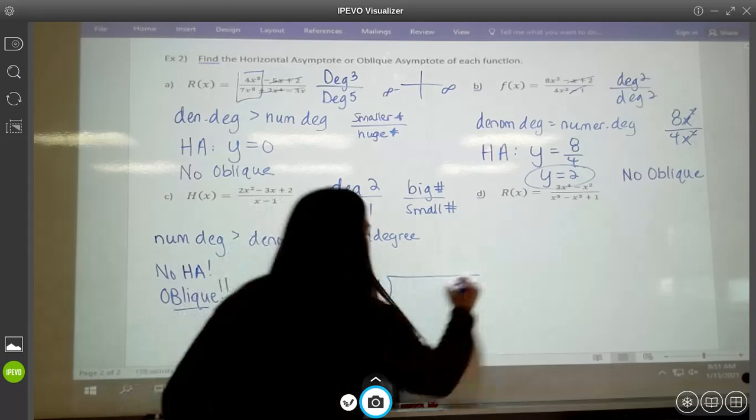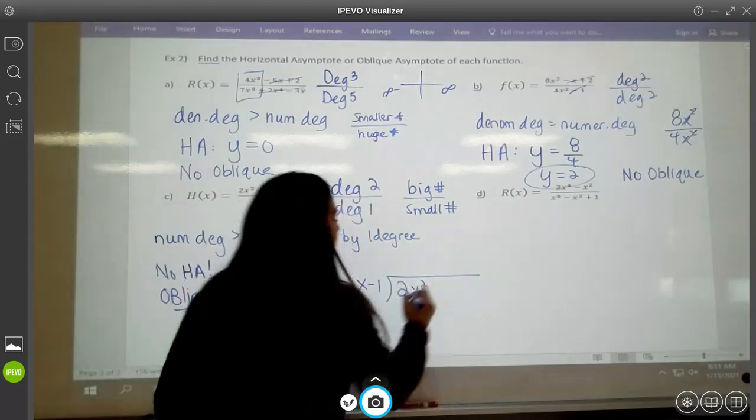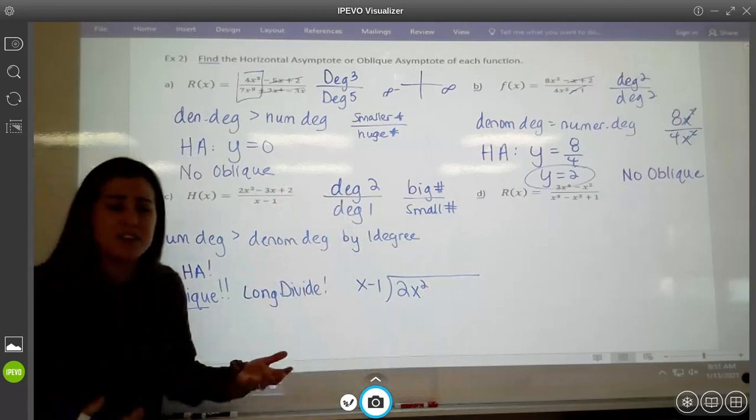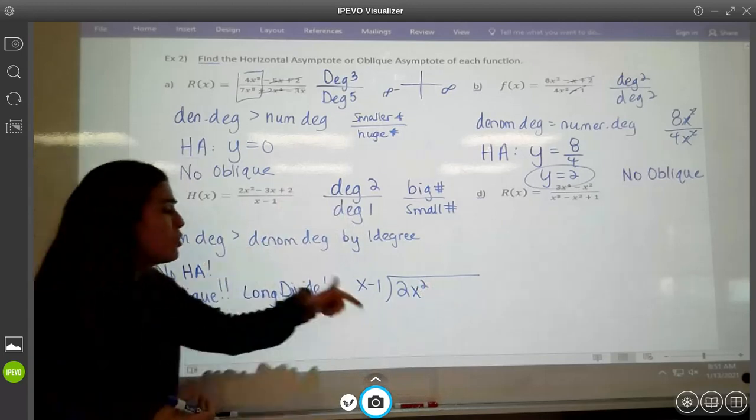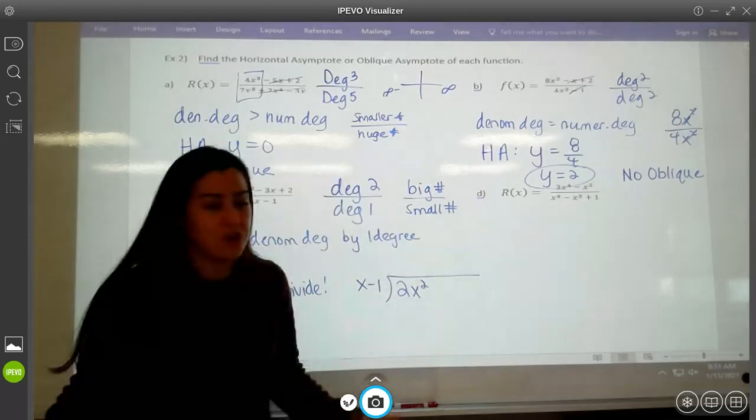How many times does x minus 1 go into 2x squared? Now, guys, this is important. It's kind of like the synthetic division. And you could synthetically divide, but you can't synthetically divide here. So you have to know your long division.